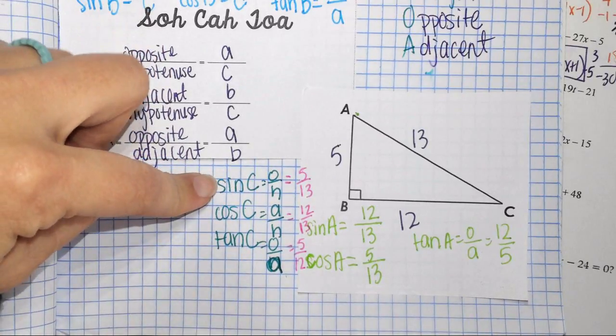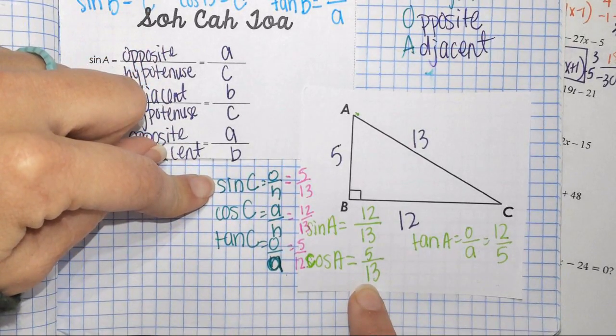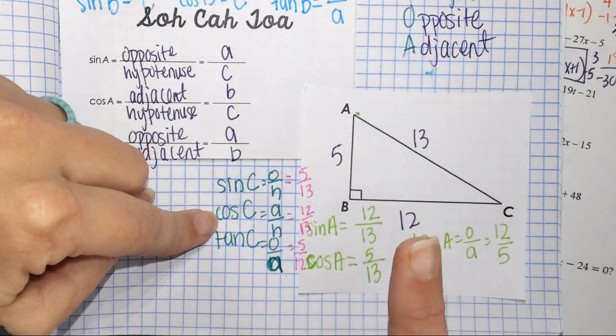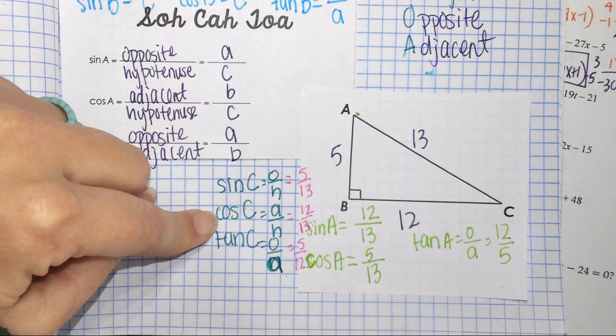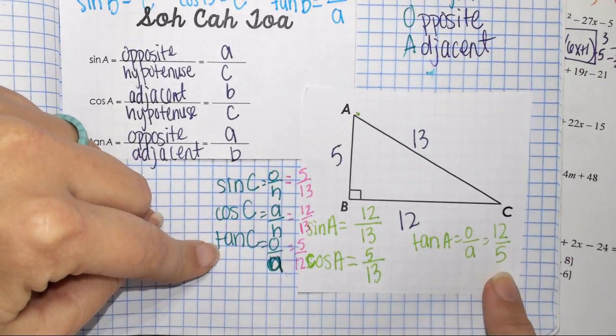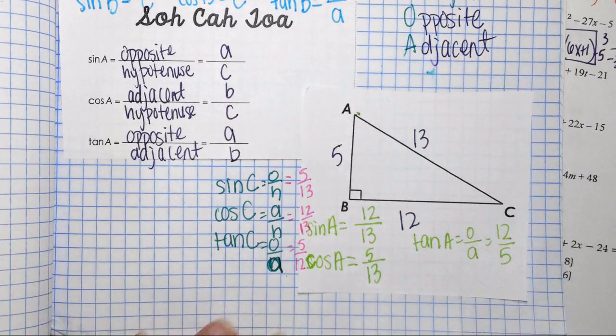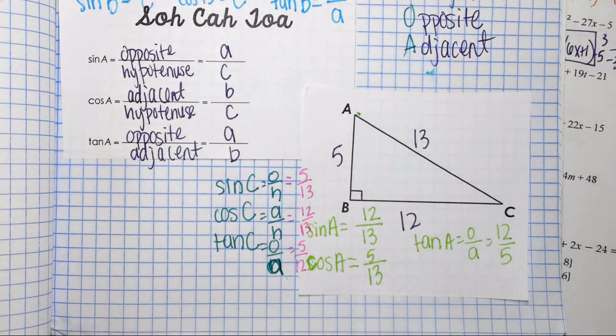Now, what do you notice about the sine of C and the cosine of A? What do you notice about the cosine of C and the sine of A? And what do you notice about the tangent of A and the tangent of C? They're reciprocals. Magic. All right, take this piece of paper that looks like this.